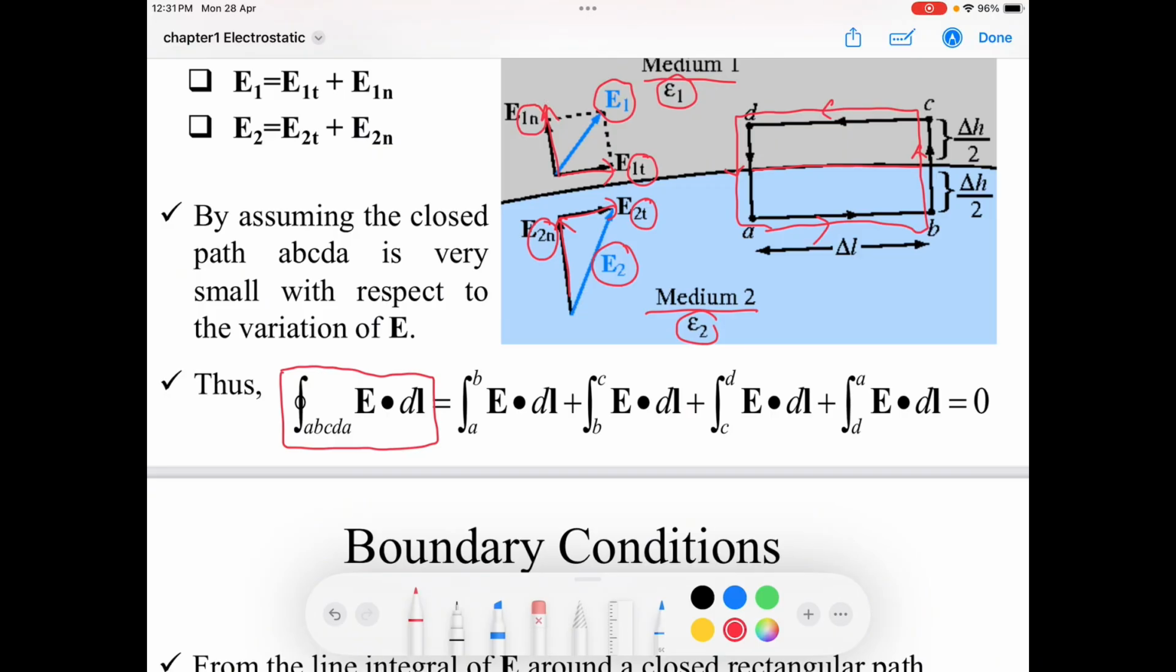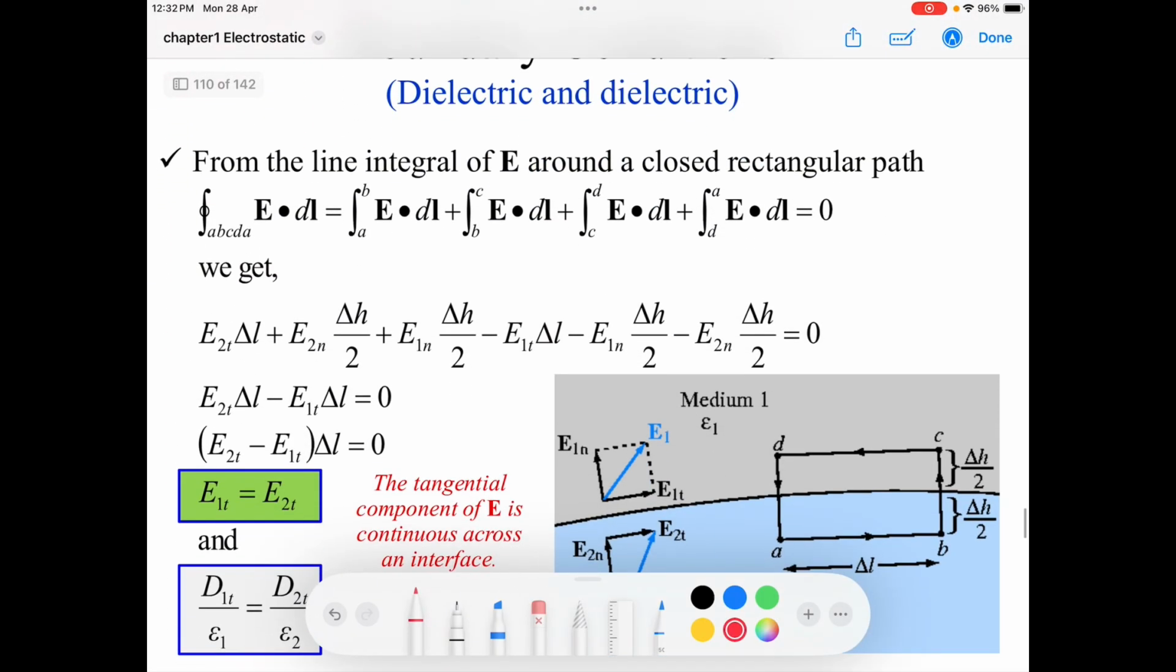First of all, you will integrate from A to B, then B to C, C to D, and D back to A. According to the conservative property of the electric field, if you perform the line integral of the electric field in the closed loop, it is equal to 0. It is always 0. Now let's expand this.